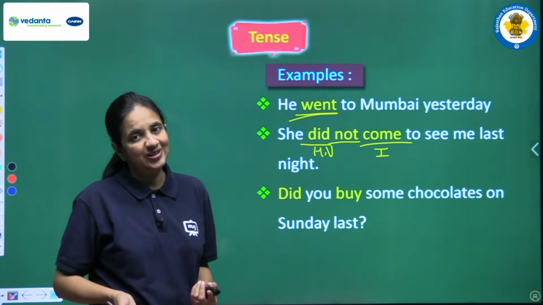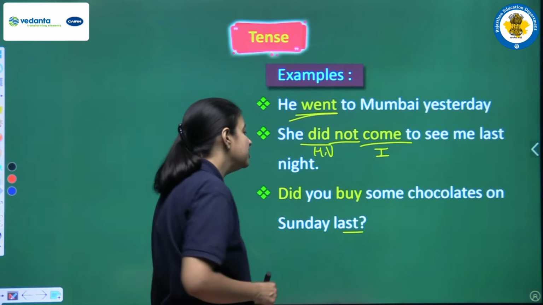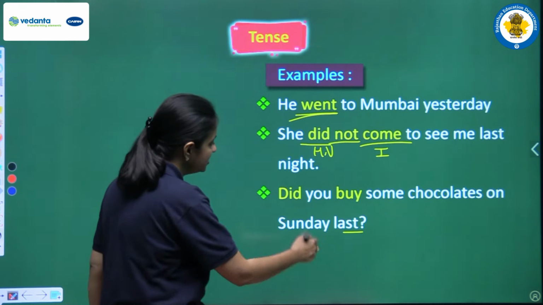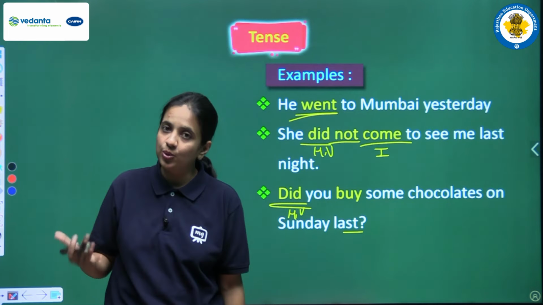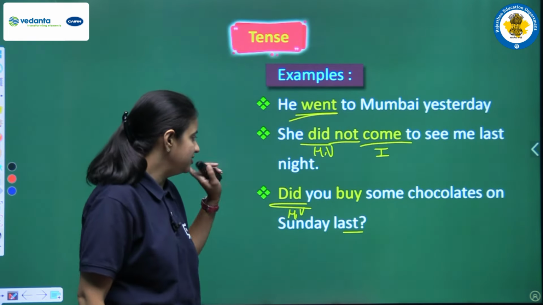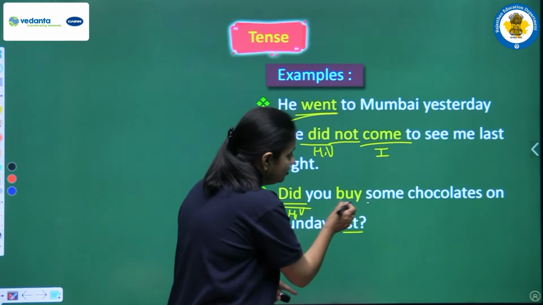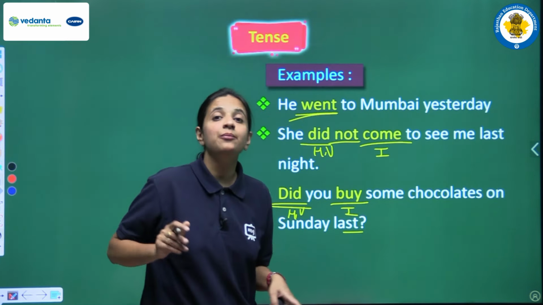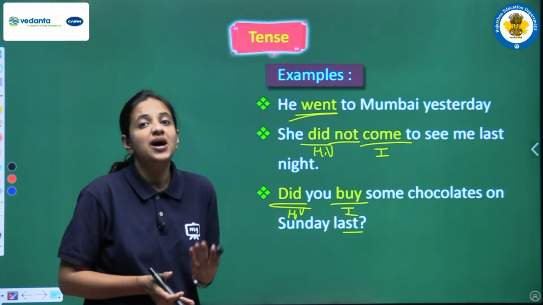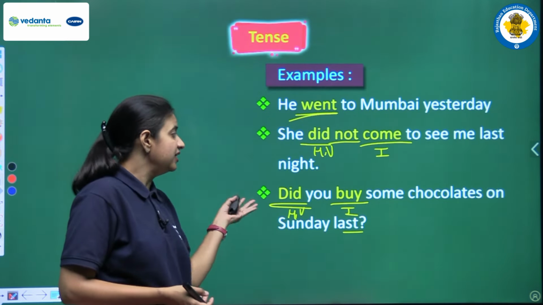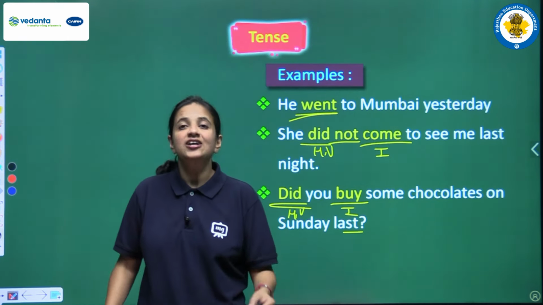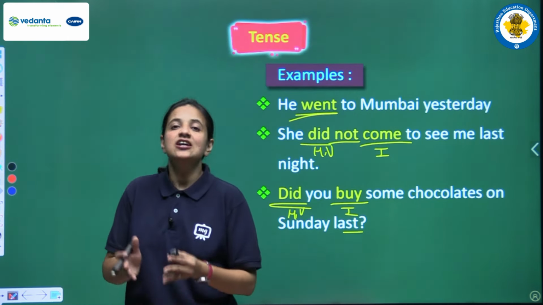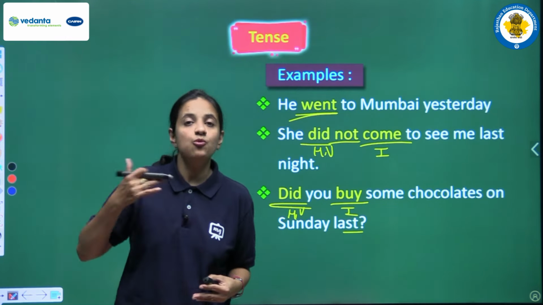Next one is, did you buy some chocolates on Sunday last? So this is the interrogative sentence. We are having one question mark, and this is the interrogative sentence. So this sentence will start with the helping verb, and we are having only one, that is did. So we will write did, and then after did we will write the first form of the main verb. So yes, we will write buy, and the sentence will be, did you buy some chocolates on Sunday last? Okay, so yes, you have to learn these rules, because in this tense we are having only one helping verb.